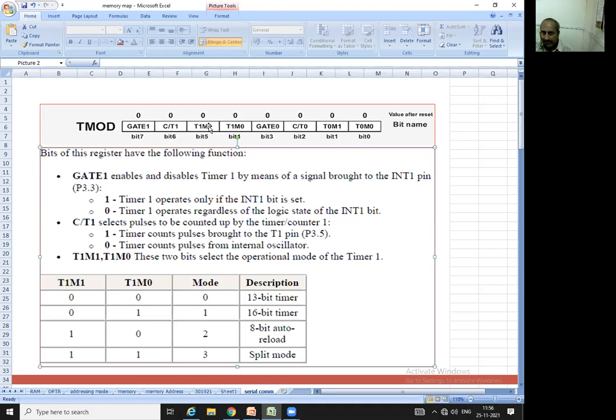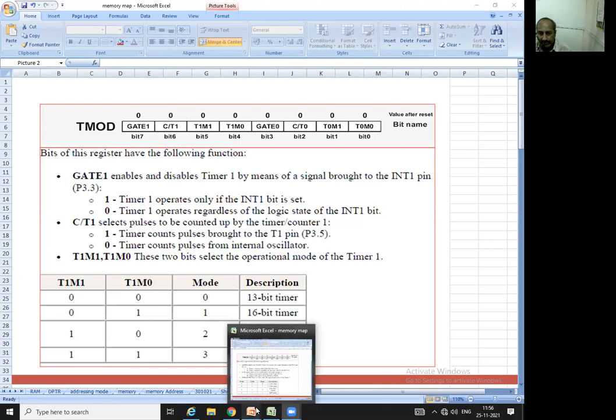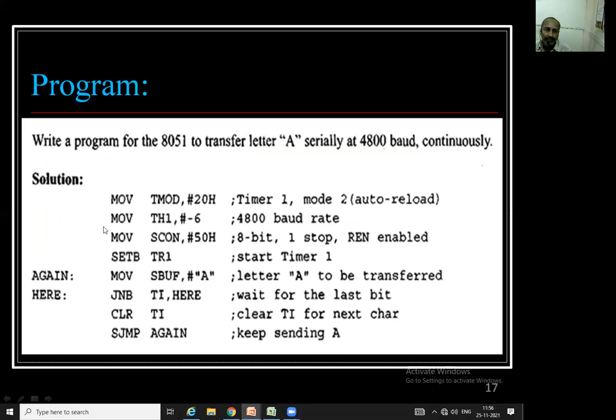Now in the last 2 bits of this, 10 is placed. What does 10 mean? Look at this table: 10 means Mode 2, 8-bit auto reload. So this we will learn once again in the practical time, but here next is TH1 with -6.